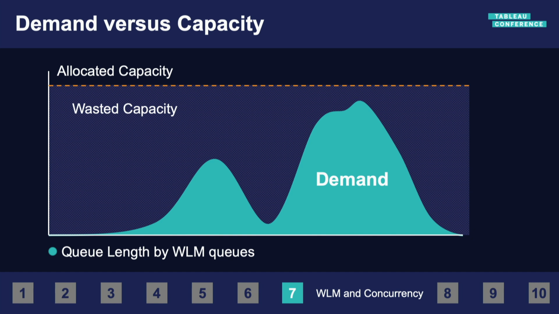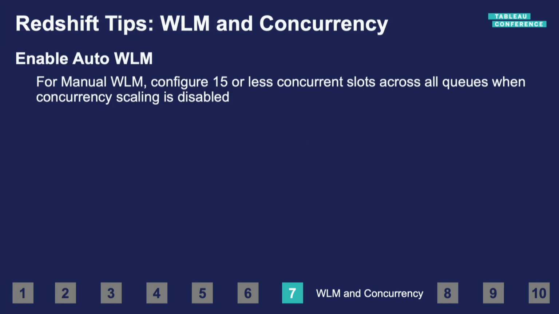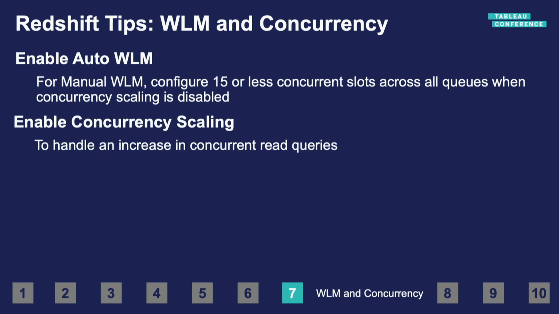There's a feature called concurrency scaling where you can tell Redshift that when it receives read queries, it automatically spins up additional Redshift clusters to handle that read query demand. That way you minimize waste and you are still responsive to peaks in demand. So obviously, the first recommendation is: enable auto workload management, enable concurrency scaling.